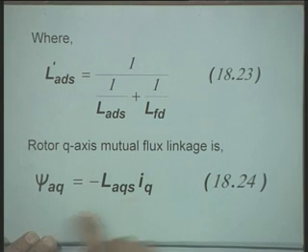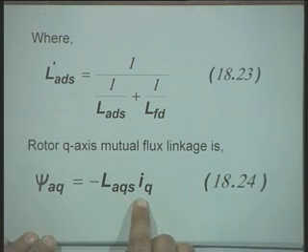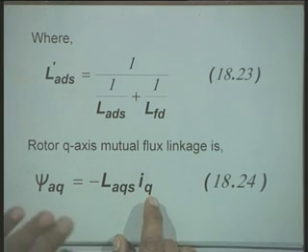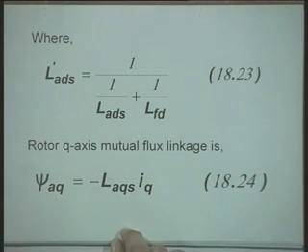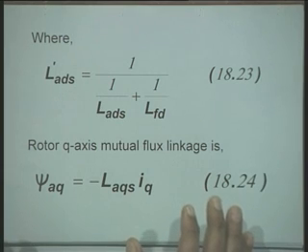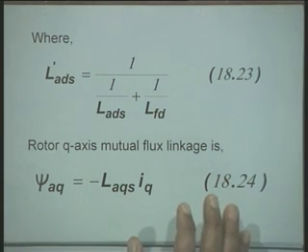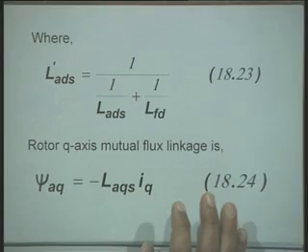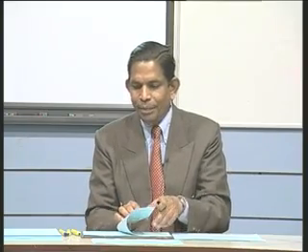Similarly, you can express psi AQ in terms of IQ. That is, what we are doing here is that these two terms, which are the intermediate variables psi AD and psi AQ, have now been expressed in terms of the state variables and the direct axis and quadrature axis component of stator current. Now, these steps are very important.